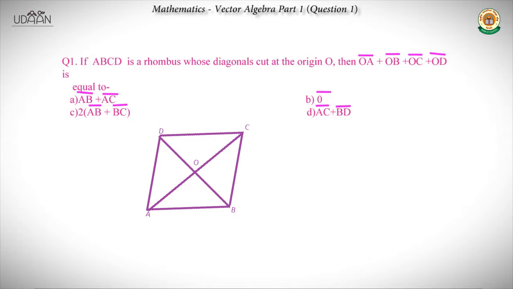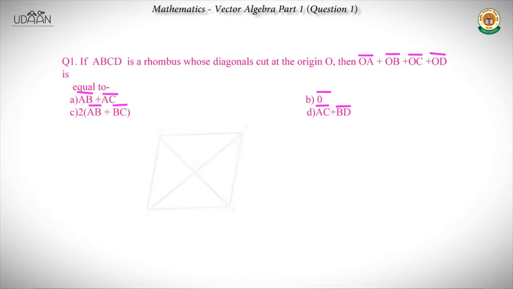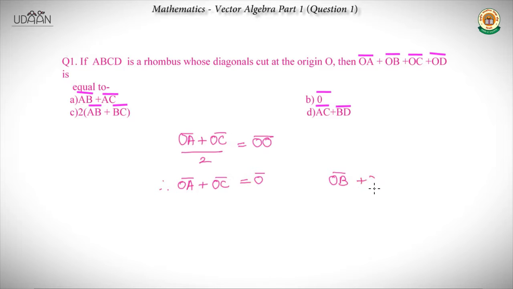In this question we will be using a special property of the rhombus, that is, their diagonals bisect each other. So we will be considering the diagonal AC. Now for diagonal AC, (OA bar plus OC bar) by 2 will be equal to OO bar, because it's at the origin. But OO bar is equal to 0 bar, the zero vector in the coordinate system. Therefore OA bar plus OC bar will also be equal to 0 bar. Now similarly OB bar plus OD bar will also be equal to the 0 vector.